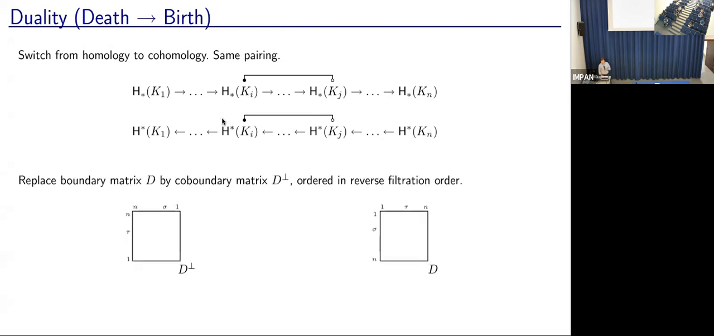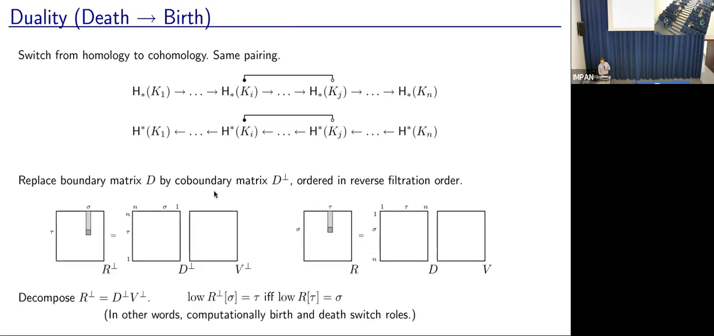And some years back, in fact, with Mikhail and Vin de Silva, we showed that if you want to compute cohomology, you can use the same exact algorithms, but you have to replace the boundary matrix D that's ordered by the filtration with a boundary matrix D bot, which is a sort of transpose, but where the rows and columns are reordered by filtration. So instead of going from one to n, they go from n down to one. And the statement that the pairing is the same really translates into the fact that if you have sigma paired with tau, in other words, there's a column R tau whose lowest nonzero is sigma, then in matrix R bot, you're going to have a column R sigma whose lowest nonzero is going to be in the row of tau. So that's an if and only if.